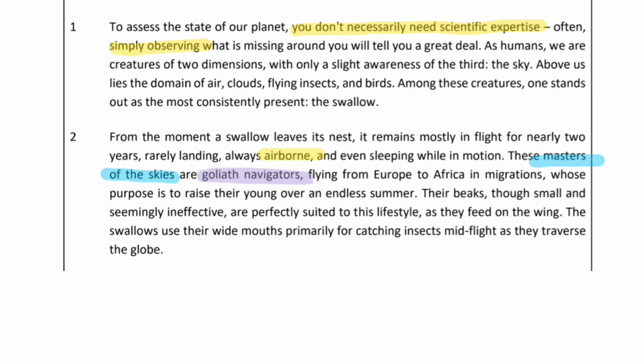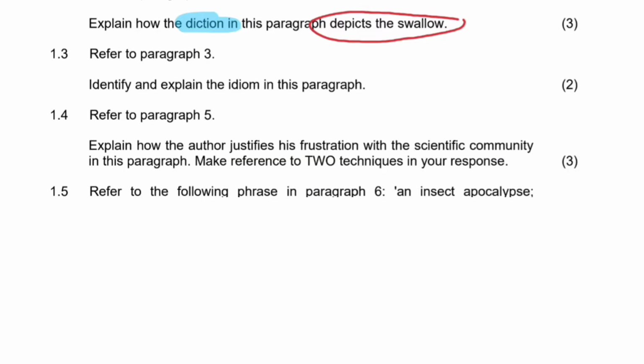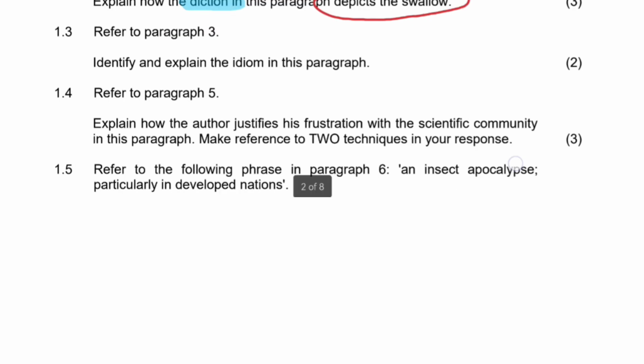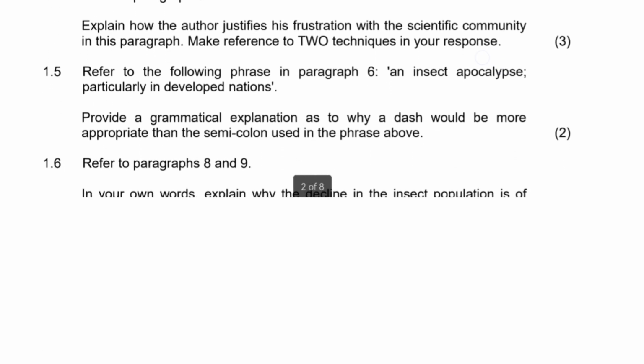Okay, let us continue. Now, identify and explain the idiom in paragraph 3. This question is a straightforward question. You must extract the idiom. Tell us what the idiom is. Let us move on to the next one.